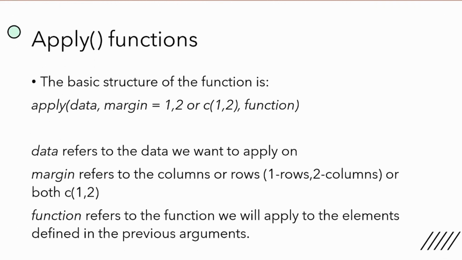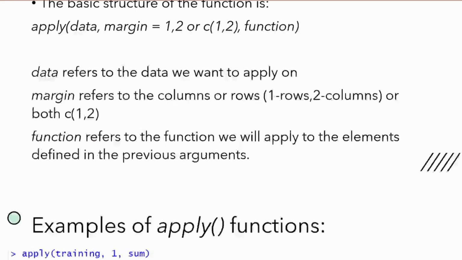So let's move on. Okay, so what exactly does apply do? The basic structure of the function is apply(data, margin = 1 or 2 or c(1, 2), function). We'll go over what this means later. For now, the data refers to the data you want to apply on, whereas margin refers to the columns or rows. If we put margin equals 1, we're choosing rows, and if we put margin equals 2, we're referring to columns. If we put c(1, 2), using c with the open bracket 1, comma 2, this means that we are selecting both columns and rows. And function refers to a function we will apply to the elements defined in the previous argument.